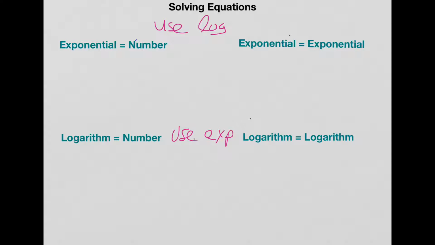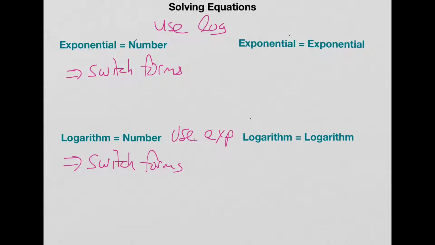When we have an exponential equals a number, generally we can just switch forms. If I have an x in an exponent, a power equals a number, I can switch it to logarithmic form, and it's pretty easy to solve. Likewise, if I have a logarithm equals a number, we're in our basic logarithmic form. Don't know what to do? Switch forms. Change it into an exponential function.